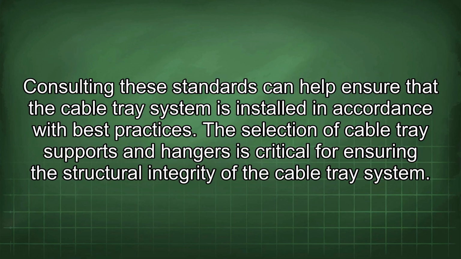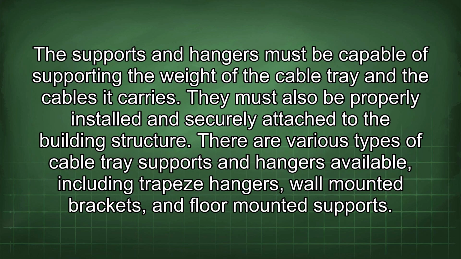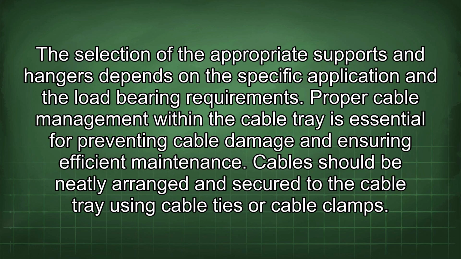The selection of cable tray supports and hangers is critical for ensuring the structural integrity of the cable tray system. The supports and hangers must be capable of supporting the weight of the cable tray and the cables it carries. They must also be properly installed and securely attached to the building structure. There are various types of cable tray supports and hangers available, including trapeze hangers, wall-mounted brackets, and floor-mounted supports. The selection of the appropriate supports and hangers depends on the specific application and the load-bearing requirements.